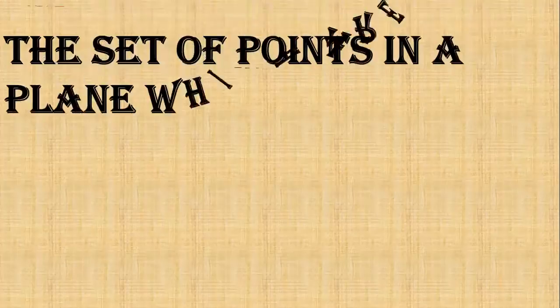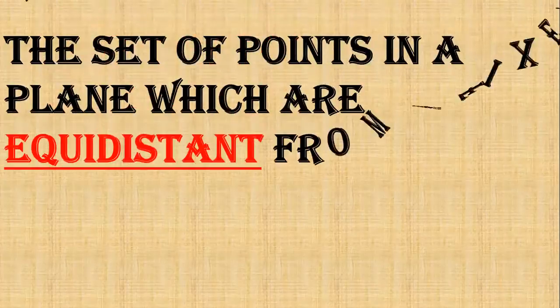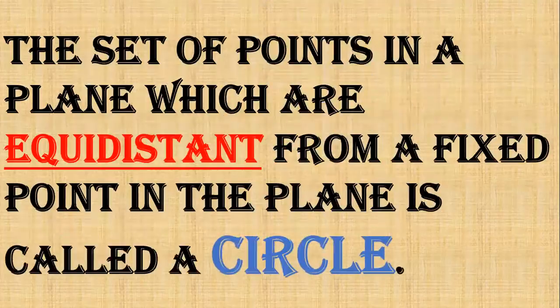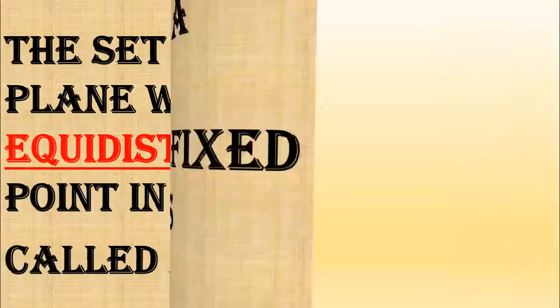First, you can see the definition: the set of the points in a plane which are equidistant from a fixed point in the plane is called a circle. Equidistant means equal distance. So it is called a circle. That's the definition of circle.